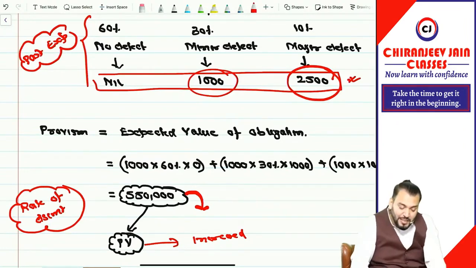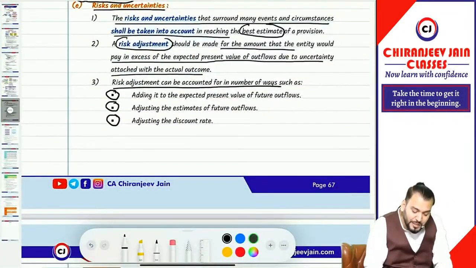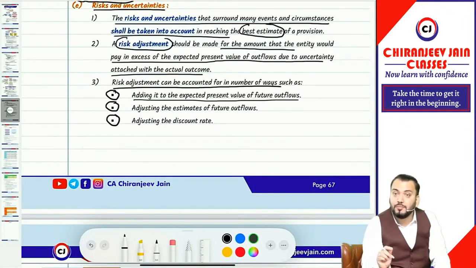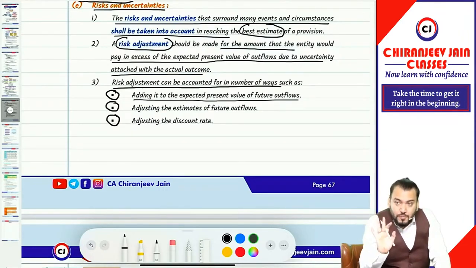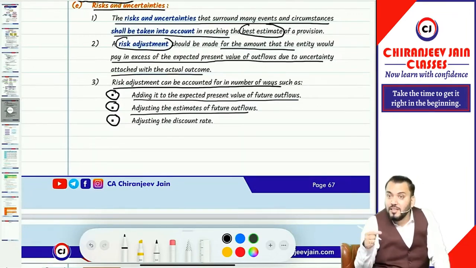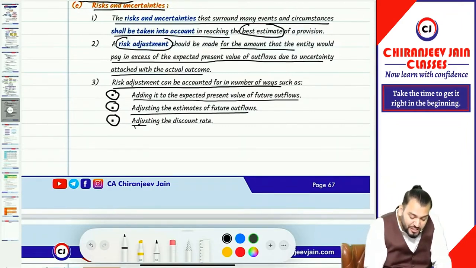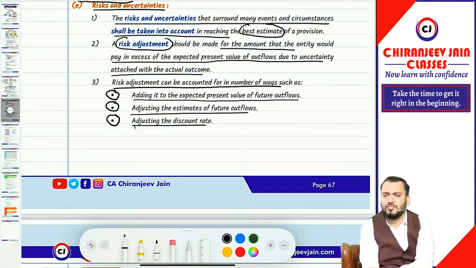Have you understood? So what Ind AS 37 says, now you will understand with this example. Risk adjustment can be done in the following ways: by adding it to expected present value of future outflow, or by adjusting the estimate of future outflow, or by adjusting the discount rate. Don't worry, all information will be given in the question. Only to apply it.